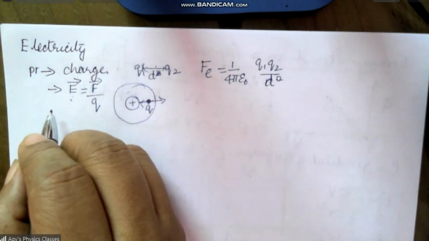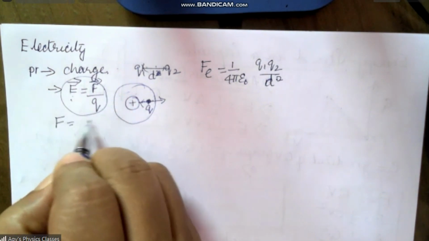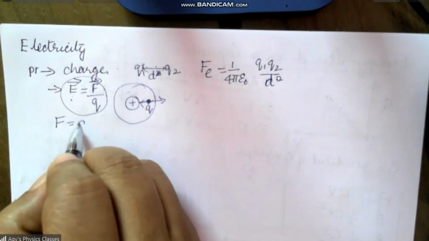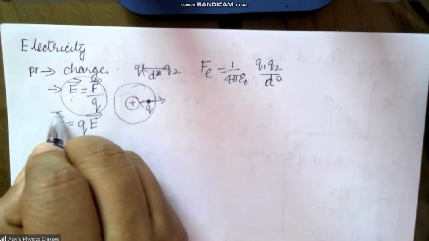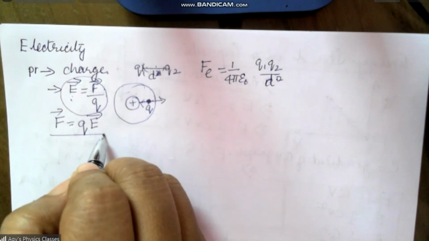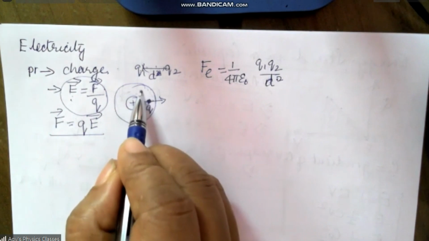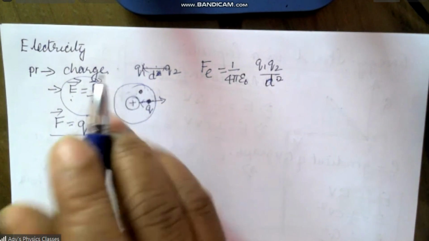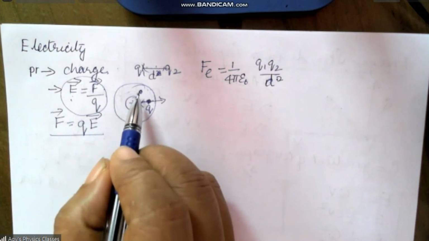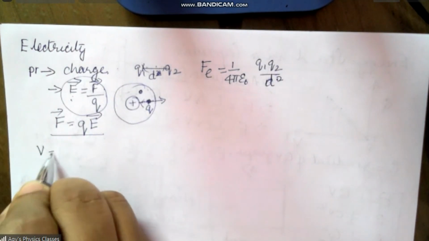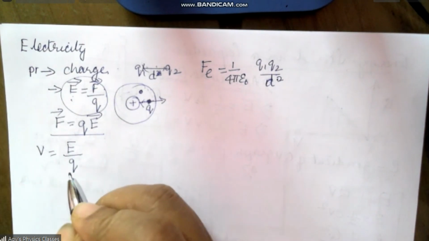Also, from this formula, what do we get? The force is equal to the charge which is placed over there times the strength of the electric field. So this is what you have seen. Plus, we have seen that in the electric field, every point has electric potential energy. So electric potential V is equal to electric potential energy experienced by unit charge.